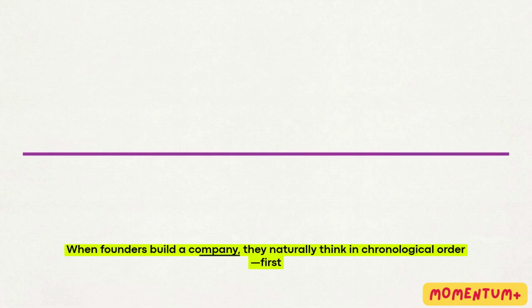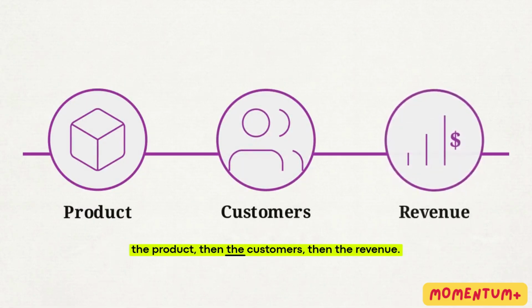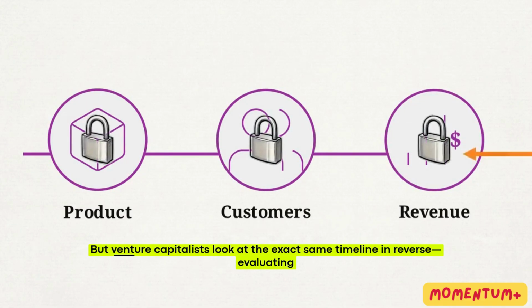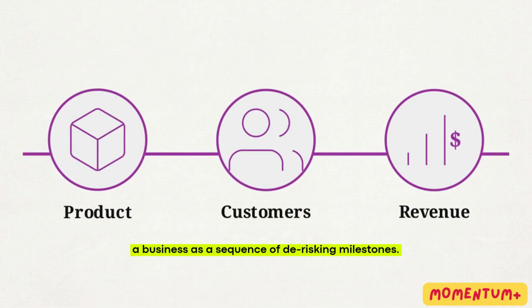When founders build a company, they naturally think in chronological order. First the product, then the customers, then the revenue. But venture capitalists look at the exact same timeline in reverse, evaluating a business as a sequence of de-risking milestones.